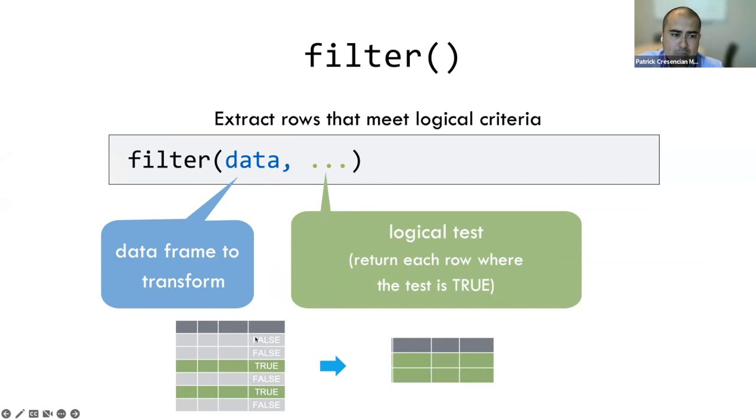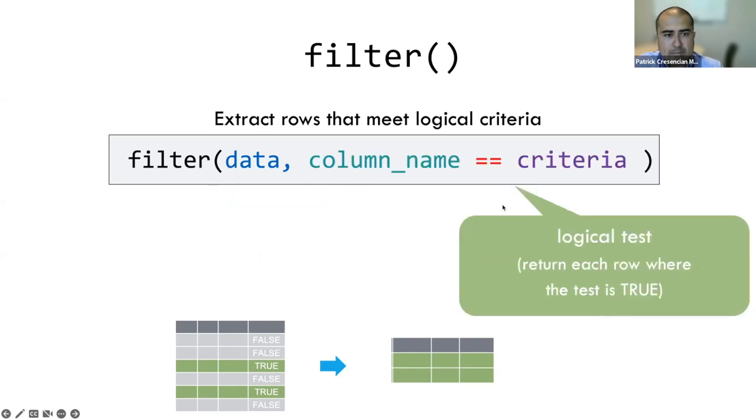So you can see here, conceptually you have this data frame, only some of the rows meet the criteria that you have put in there. And only those will be taken, will be output from the function and could be put into a new data frame.